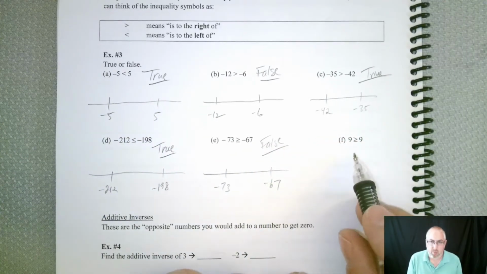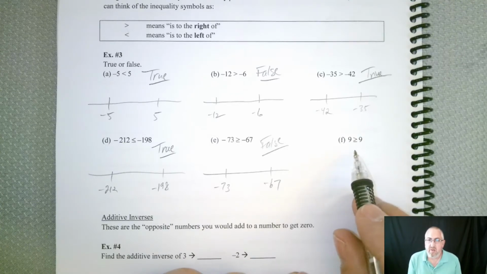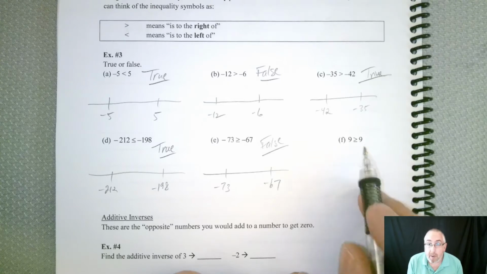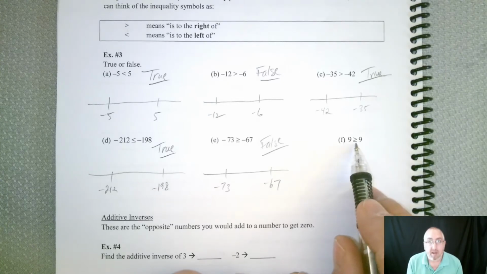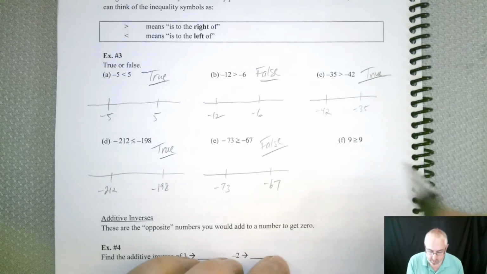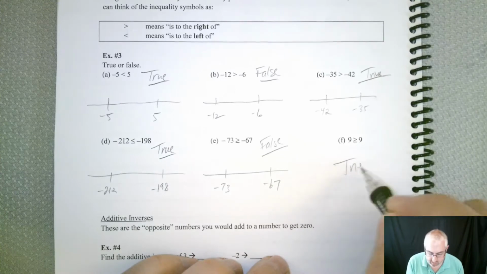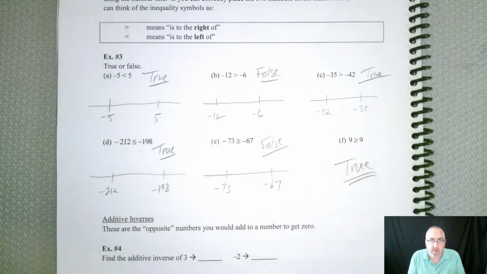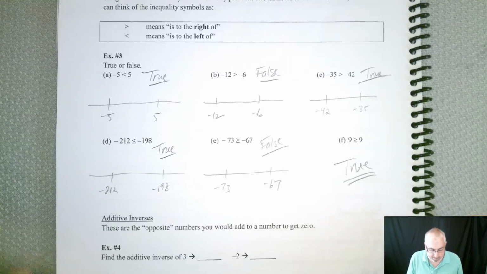And then this last one, 9 is greater than or equal to 9. Well, it's not greater than, but because of that line underneath, that makes it true. It's equal to, so it's got to be true. So that's how we can do some comparisons using that number line. It's a nice way to look at it.